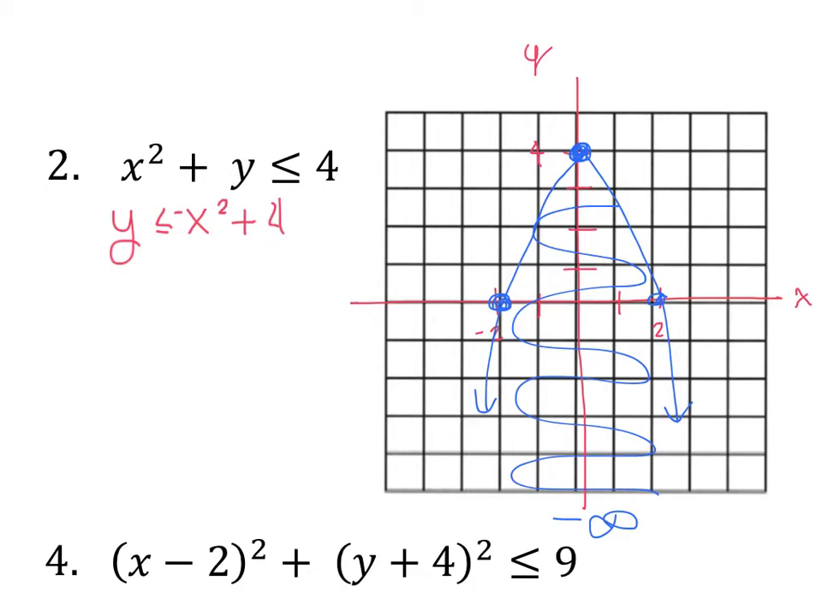Another thing you could do is test a point. If 0, 0 is not on the actual curve or the line or the circle, whatever it is that we're graphing, that's the point you want to test. So I'm going to put in 0 here, 0 here. Is 0 less than 4? Yes. The true side is what gets shaded.